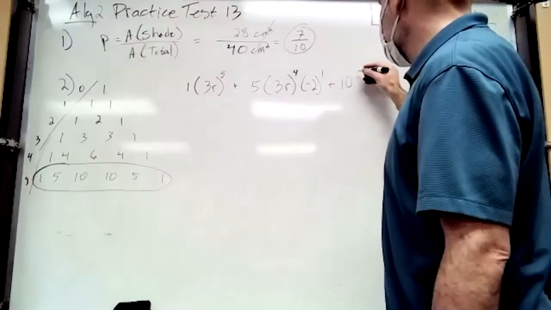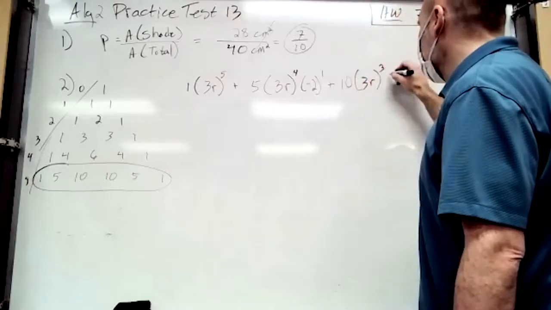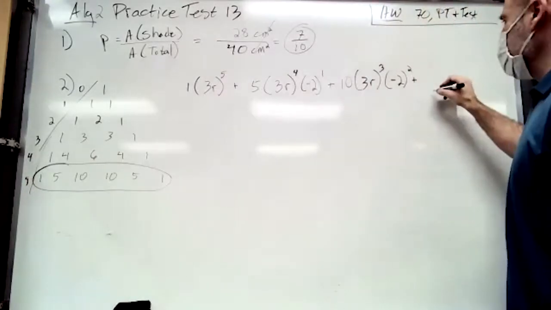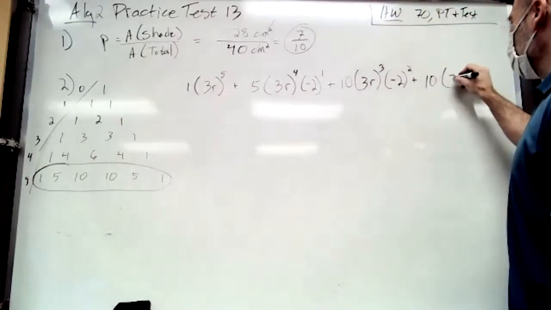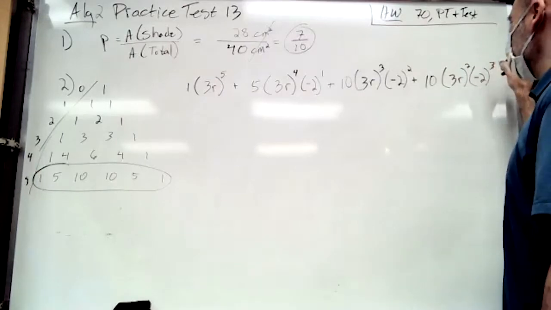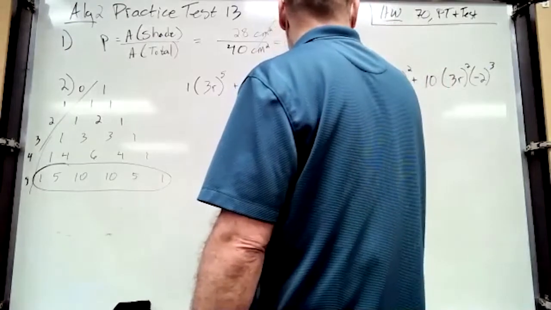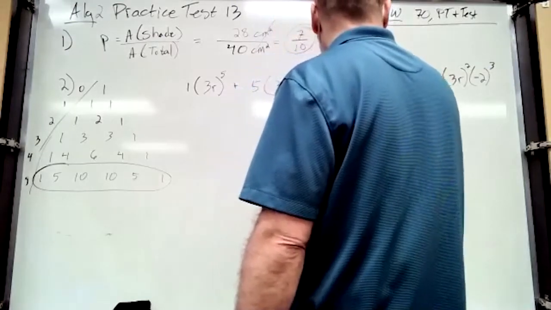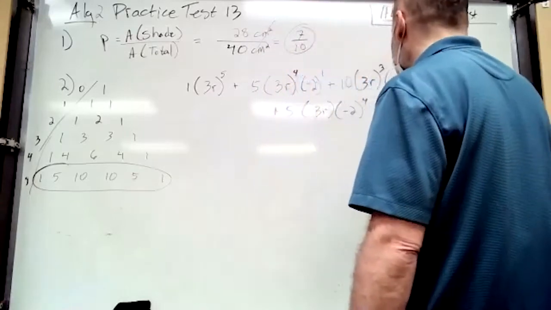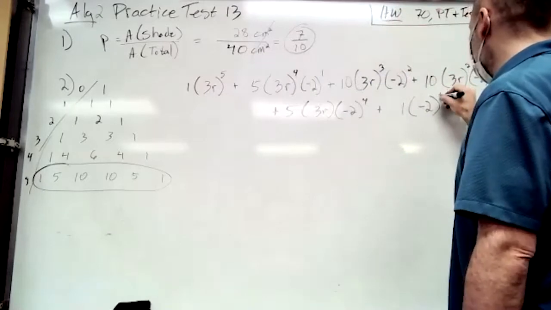So then my exponent for 3r is going to be the third, and my exponent for -2 is going to be 2. Okay, another 10. Exponent for 3r is going to be 2, exponent for -2 is going to be 3. Another 5. Exponent for 3r is going to be 1, and the exponent for -2 is going to be 4. And then one last one, 1 times the exponent of -2 is going to be 5.